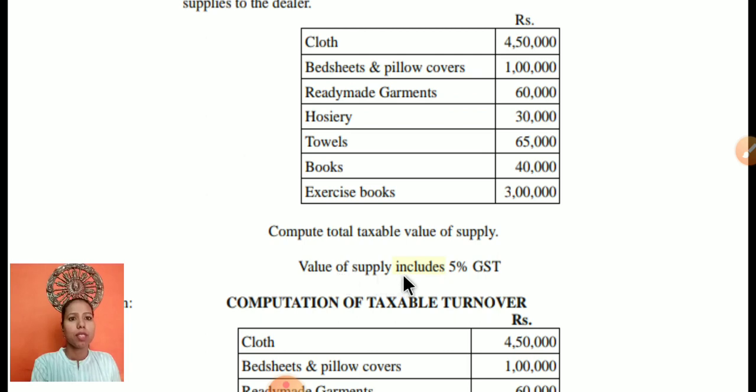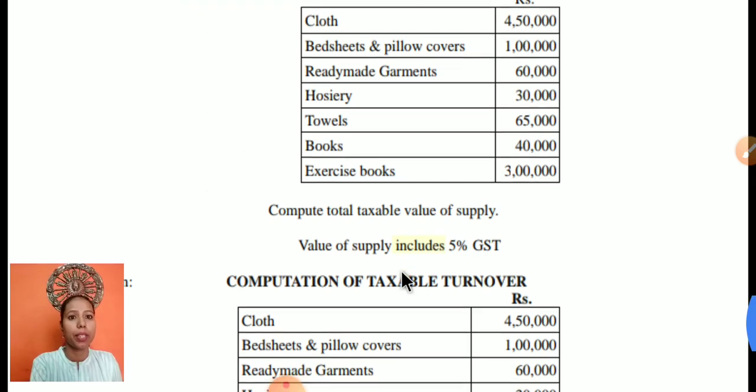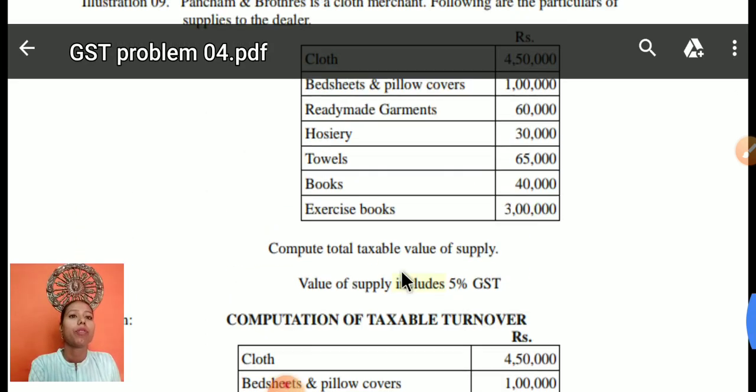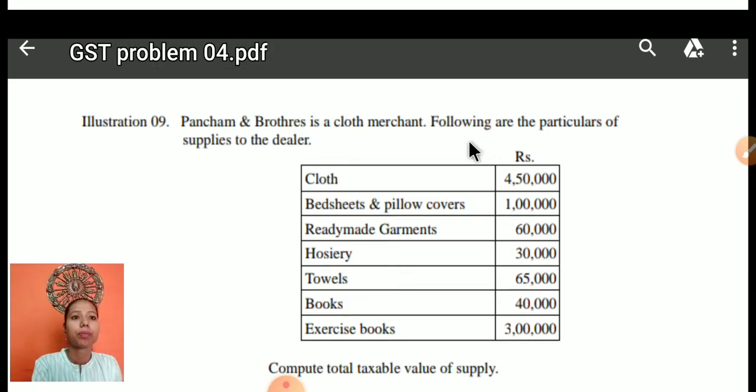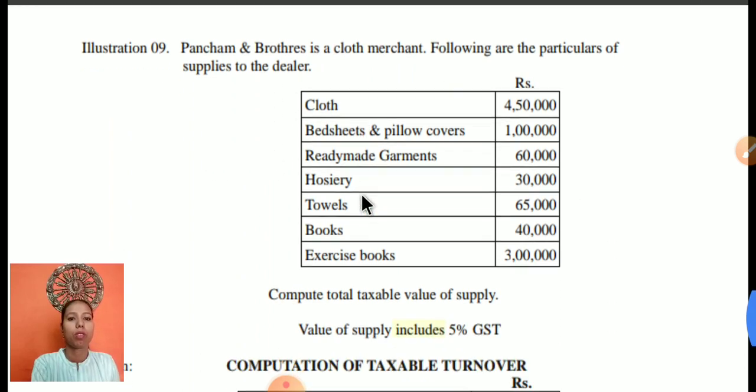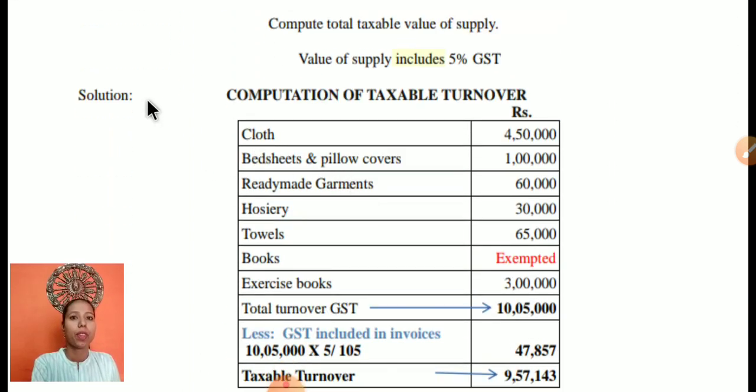Value of supply includes 5% GST. Here also 5% GST is included. So you have to exclude it first, and after that apply the actual GST applicability. So where is the dealer? Not mentioned.